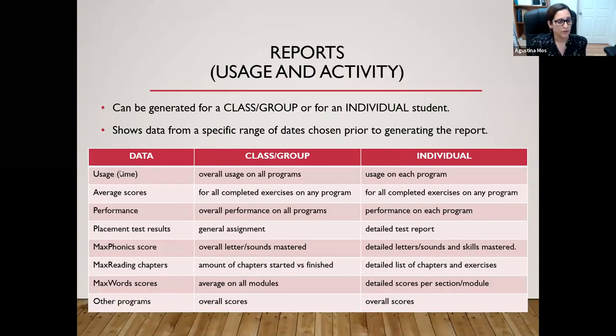So the first data point has to do with usage. Usage as in time that the students are in the program. For the class, you'll see overall usage by student, but the average of all the programs, the time that they spend on all the programs combined. And then if you go to the individual report, you'll be able to see how that usage is divided into specific programs or specific sections.